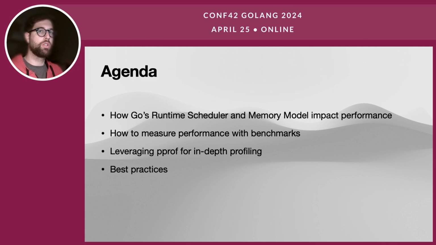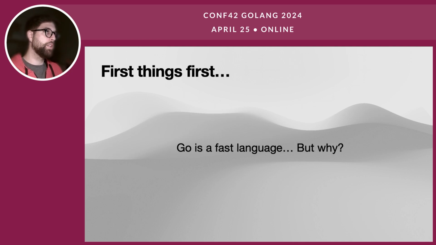As a first topic, I just want to go deep down through the Go runtime scheduler and the memory model and how they are impacting the performance of Go applications, and then how to measure your applications and find bottlenecks if there are any, and then some best practices. But first things first. Go is a fast language, but why? What makes Go stand out in the gorgeous realm of programming languages when it comes to performance? To answer that question, we need to look under the hood and examine two fundamental aspects of Go, that is the memory model and the runtime scheduler.